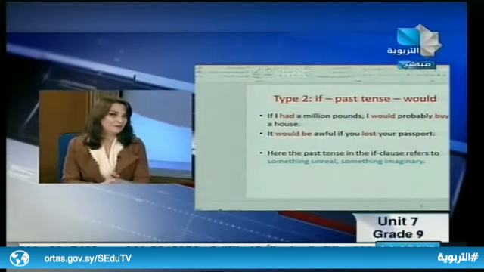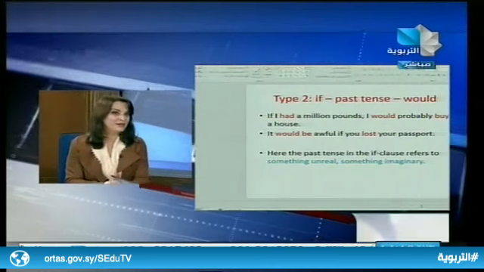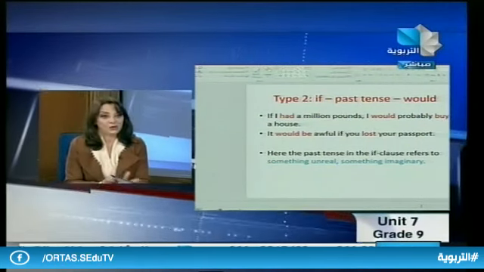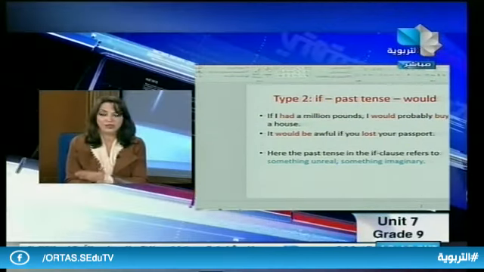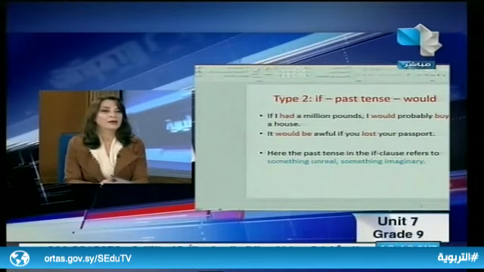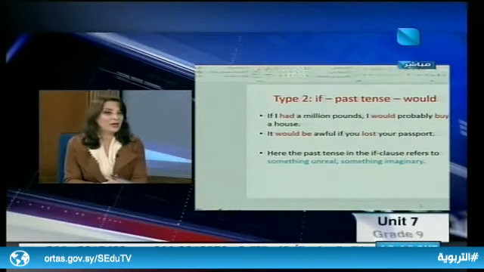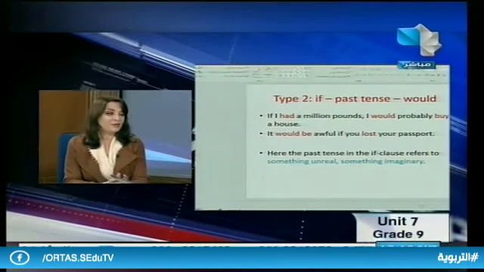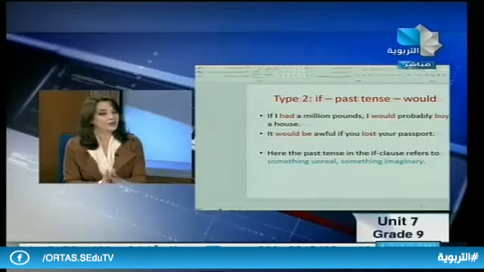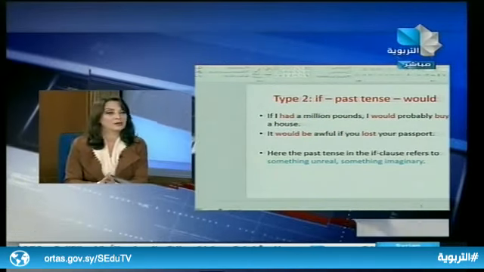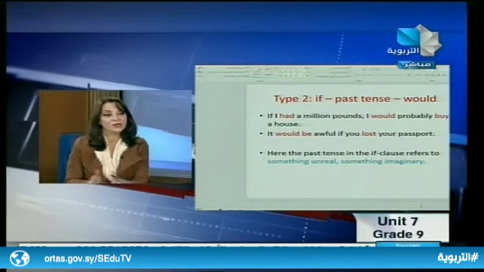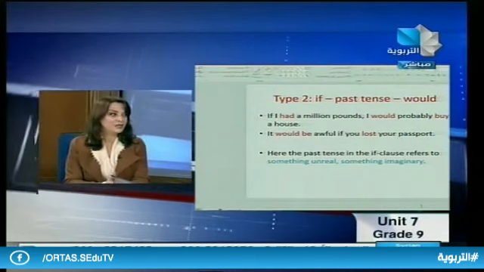Ms. Nagam, let's continue also with the other type which is in your book. We always remind you that there are many types, but in your book you have only two types. The type 1, which my colleague has just mentioned, and the other type, type 2, which is if plus past tense in the if clause, and in the main clause you have would plus verb.